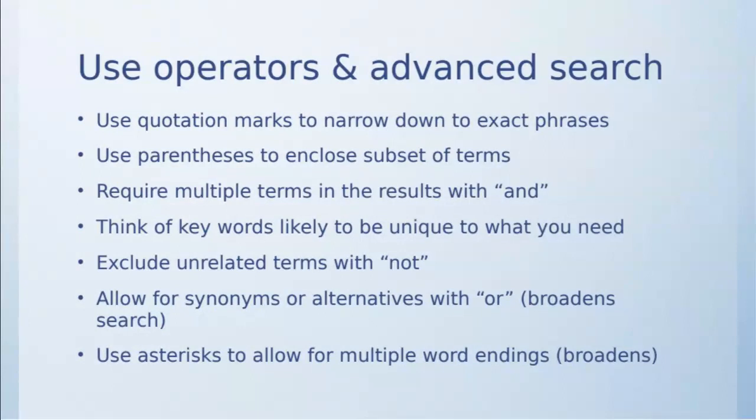The fourth one there is think of keywords that are unique to your topic. So think of keywords that you think other writers will actually use, but that are very specific to your topic. And then the next tip is to use the word not to exclude things that are unrelated. So say you're looking up Abraham in the Bible, but you keep getting things on Abraham Lincoln, and you don't want things on Abraham Lincoln because that's not what you're researching.